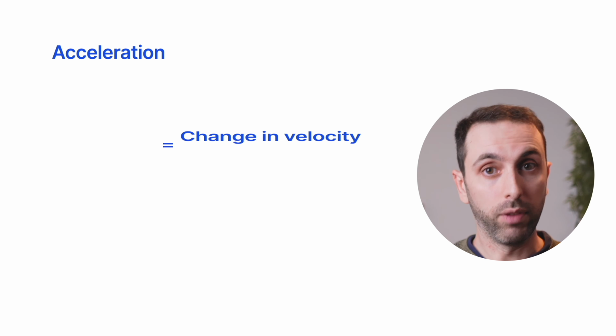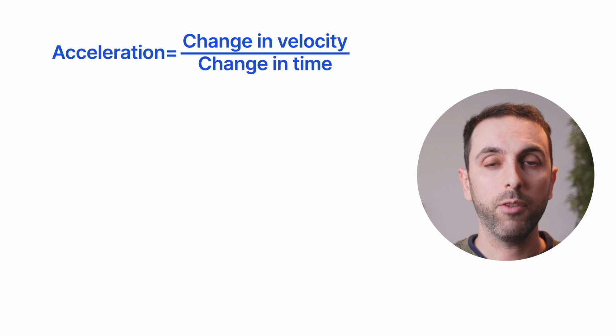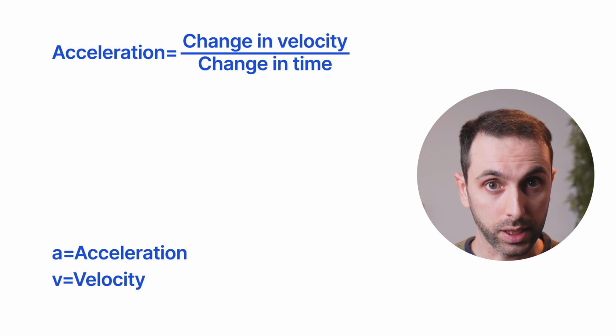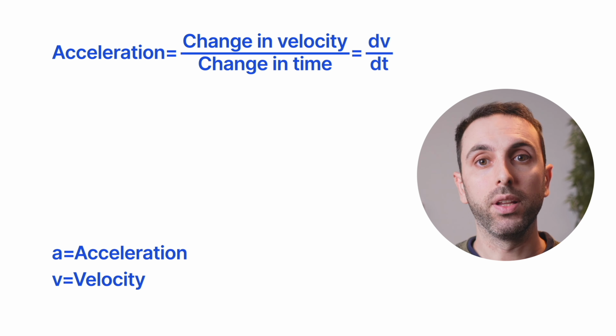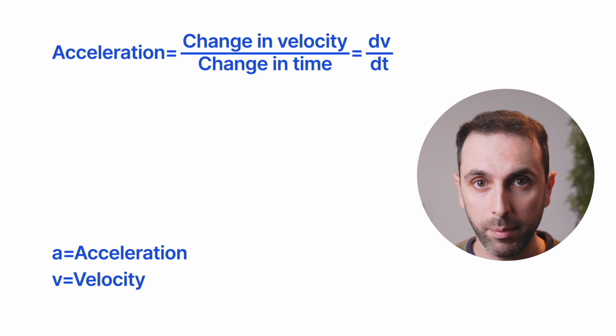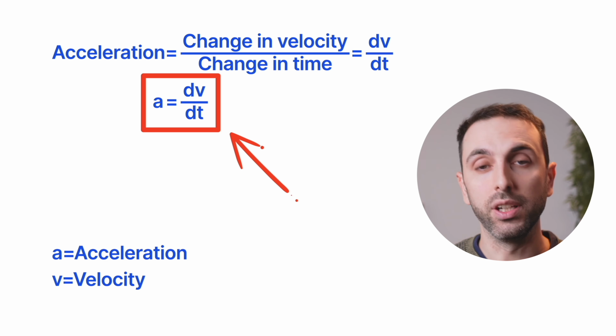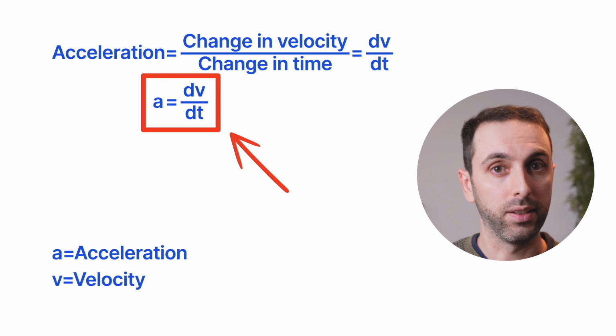As you probably know, acceleration is known as the change in velocity over the change in time. If we assign a as the variable for acceleration and v as the variable for velocity, since dv by dt represents the change in velocity over the change in time, therefore a is dv by dt, i.e. acceleration is the derivative of velocity with respect to time t.